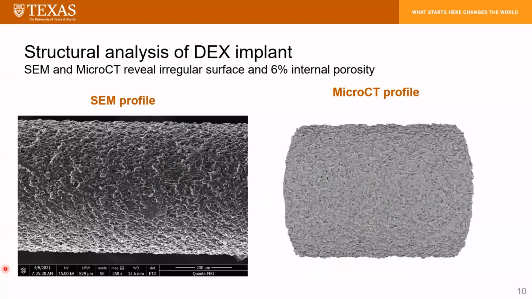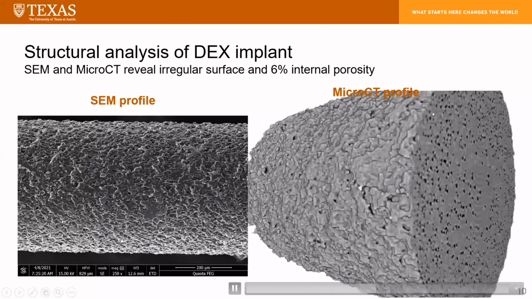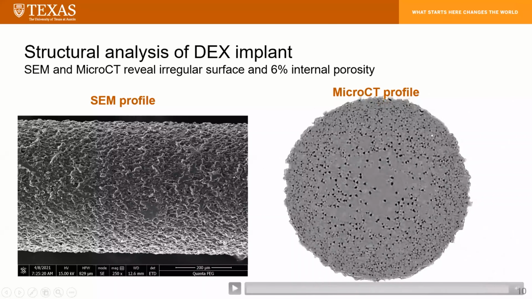And this is a micro CT scan of the implant. The implant has lots of discrete pores, and there are more pores along the outside, fewer pores in the middle.